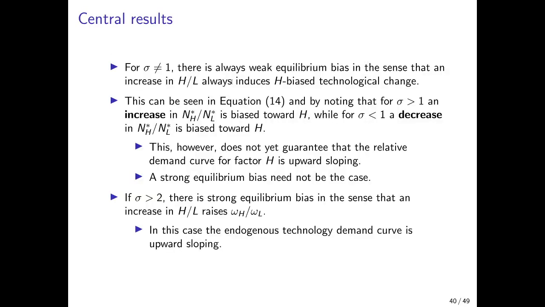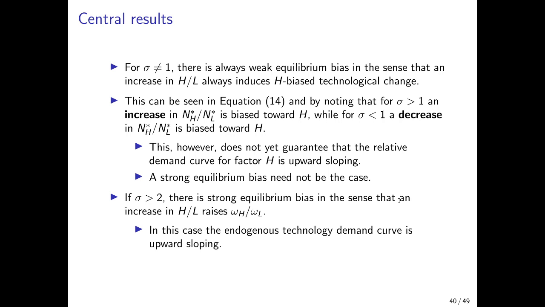Now, the interesting thing to note is that whenever sigma is not equal to 1, there is always a weak equilibrium bias, in the sense that an increase in H over L always induces H-biased technological change. And that can be seen, for example, in equation 14, that for sigma greater than 1, an increase in NH star over NL star is biased towards H, while for sigma smaller than 1, a decrease in NH star over NL star is biased towards H.